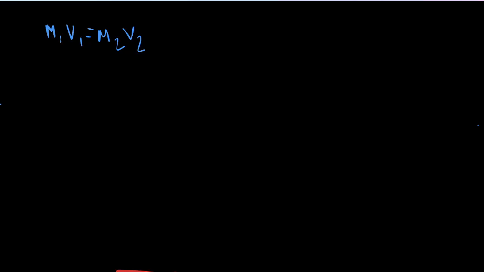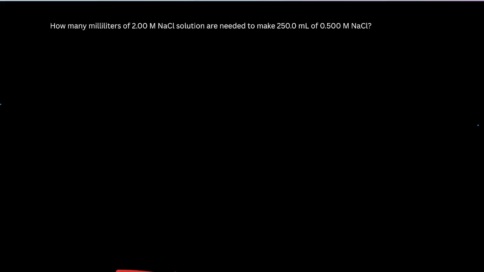All right, now that we've cleared that up, let's work through some example problems. How many milliliters of a 2 molar NaCl solution are needed to make 250 milliliters of 0.5 molar NaCl? Well, let's first write out our formula. We see this is a dilution problem, so we can write M1V1 equals M2V2. Now what we have to do is identify what each of these is in the context of our specific problem.